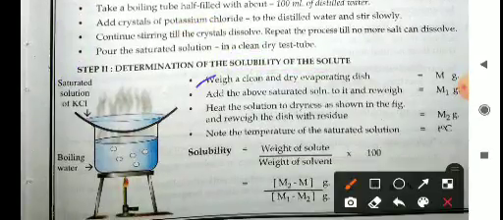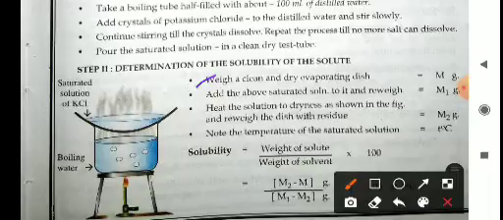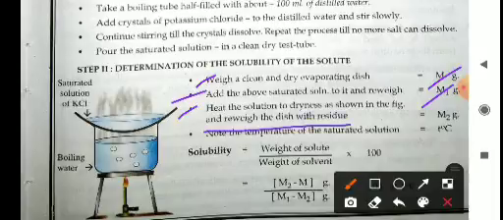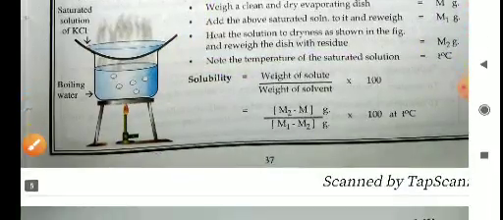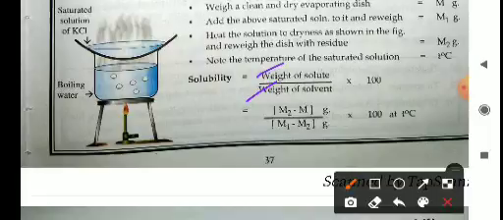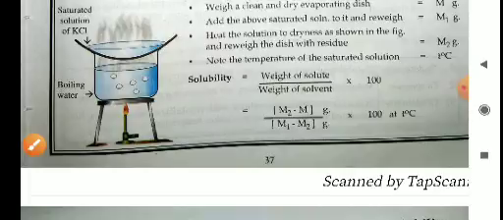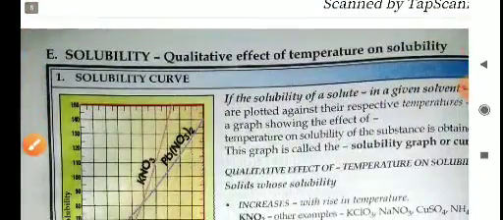So weigh a clean and dry evaporating dish, m gram. Add the above saturated solution to it and weigh, m1 gram. Heat the solution to dryness as shown in the figure, then remove the dish and weigh, m2 gram, and note the temperature t degree. So solubility is the weight of the solute upon the weight of the solvent into 100, that is, m2 minus m, upon m1 minus m2, into 100. This will be the formula for the calculation of the solubility.